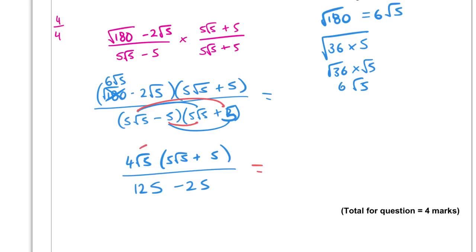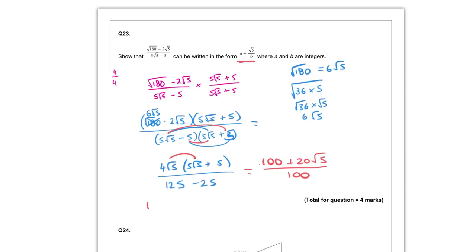So now I'm going to have 4 root 5 times 5 root 5. That's going to give me 4 times 5 is 20, times 5 is 100. Again, you can put that into your calculator. 4 root 5 times 5 is 20 root 5, all over 125 minus 25, which is 100. Now, we can't leave it there because it wants it in this form, so I have to split it up. So I've got 100 over 100 plus 20 root 5 over 100. So now I need to simplify it.